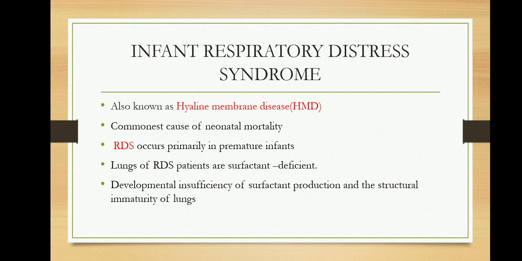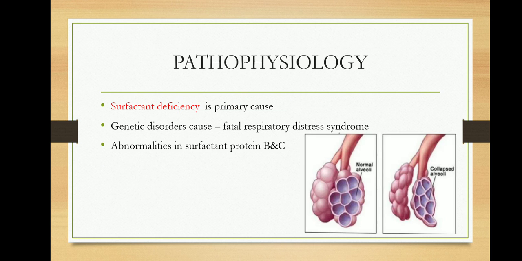surfactant is a surface active complex of phospholipids and proteins. This surfactant lowers surface tension and thereby prevents alveolar collapse during exhalation. Its main cause is surfactant deficiency, and genetic disorders also cause infant respiratory distress syndrome: abnormalities in surfactant protein B and C.